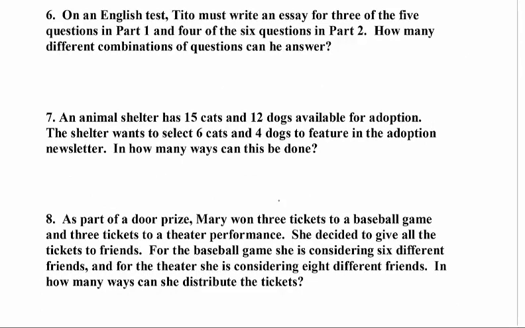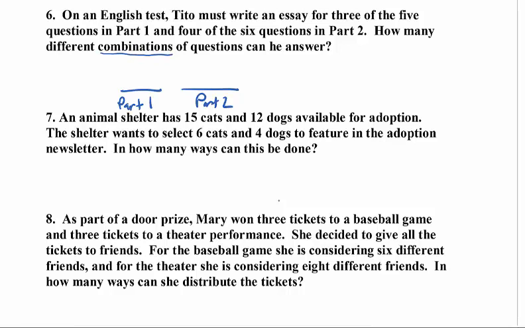Try to do it on your own. On an English test, Tito must write an essay for 3 of the 5 questions in part 1 and 4 of the 6 questions in part 2. This one actually is nice. It says how many combinations. But again, it doesn't matter which one you do first on the test. It's not saying one is worth more than something else. So this, though, is a counting principle problem because you have a part 1 and you have a part 2.